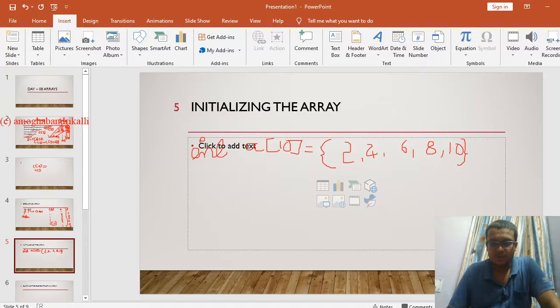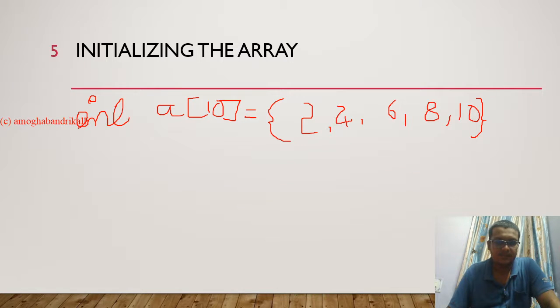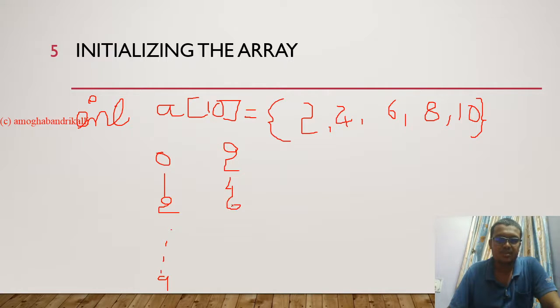So the output you can see in this fashion. 0, 1, 2, till it reaches the 9th iteration. So 0 is 2, 4, 6, and the final thing will be 10, something like this. So this is initializing the array using an initializer list.